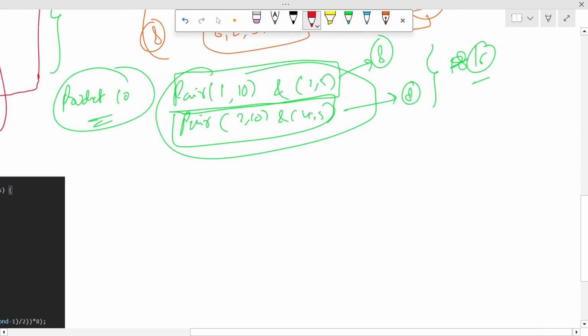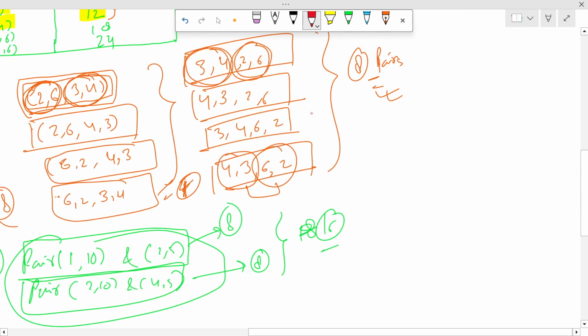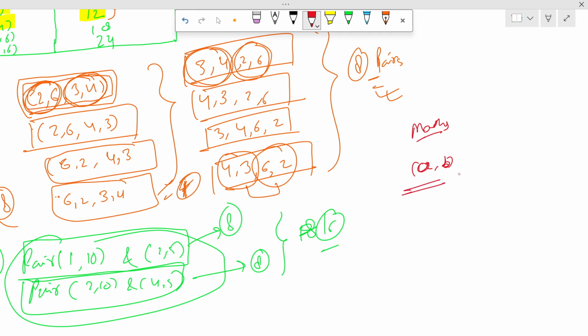Now the mathematical approach for how we calculate all the pairs. First we store a comma b, then we store the product and their count in a hash map, and after the hash map we calculate each value and each pair. Then the formula is C(k, 2) equal to k into k minus 1 by 2.